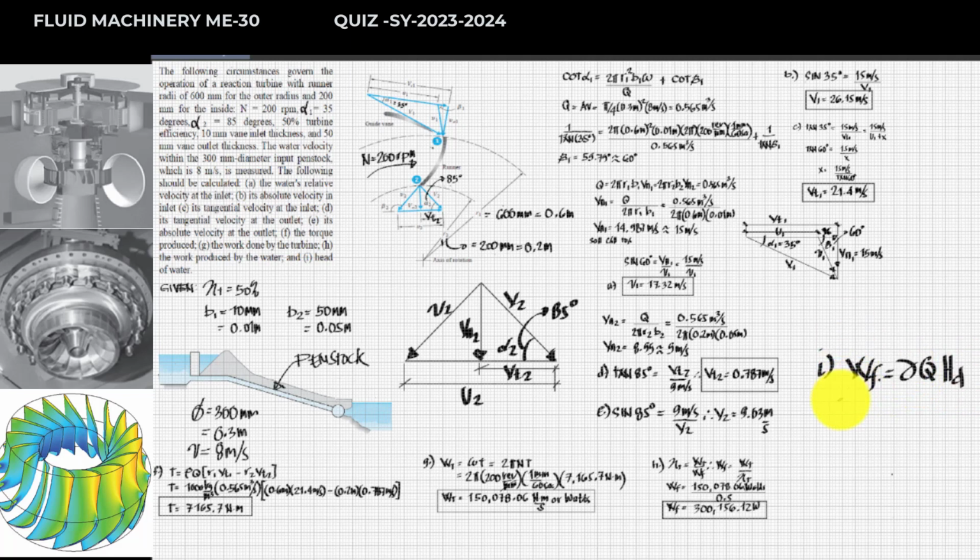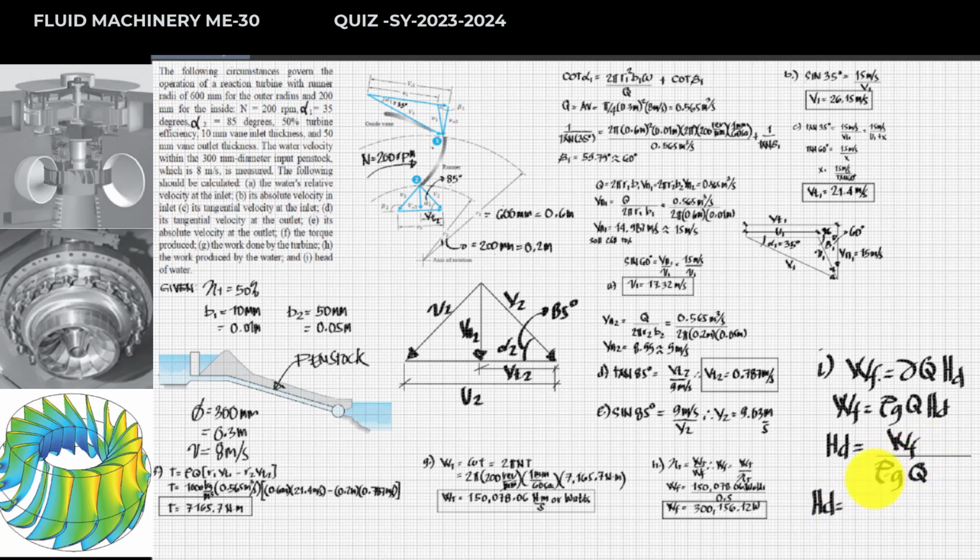And we can break down the work of the fluid. This one is the density, gravity, the volume flow rate, and the head. So we're looking for the head, so the equation can be the work of the fluid divided by the values of density, gravity, and volume flow rate.